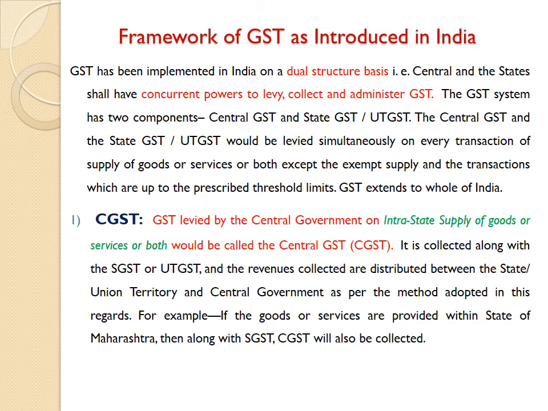if the goods or services are provided within the state of Maharashtra, then along with SGST, CGST will also be collected. Hence, if the goods are supplied within Maharashtra, or within only one state, two types of taxes are levied on those goods or services or both. Two means here the central government and the state government.